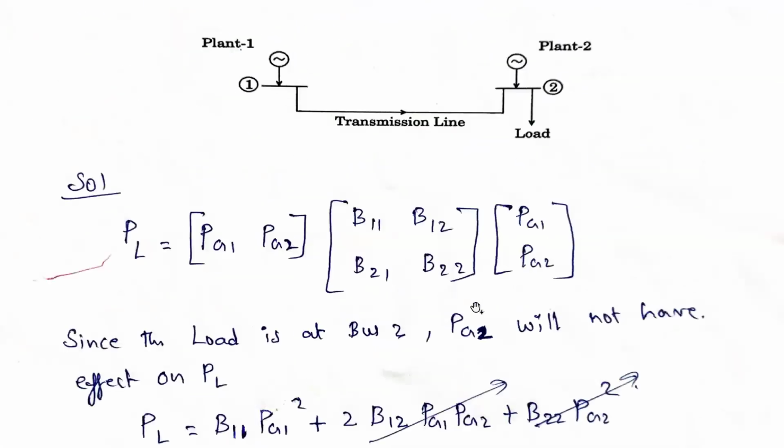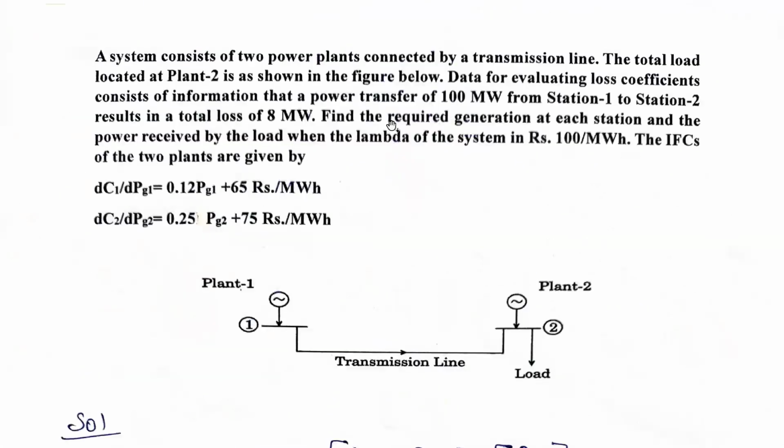So this is the answer for this particular problem. They asked to find the required generation at each station, PG1 and PG2, and the power received by the load. That is nothing but demand, or otherwise P load, whatever you want to call it. Sometimes we take power demand, sometimes P load. Everything is the same. So this is the answer for this particular problem.